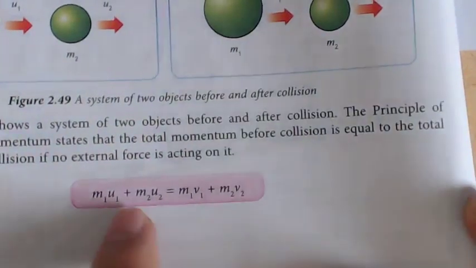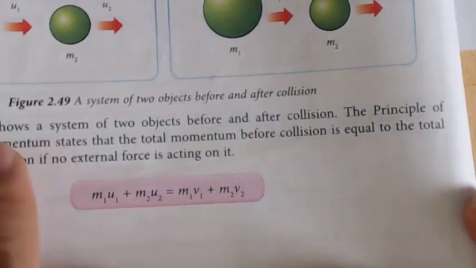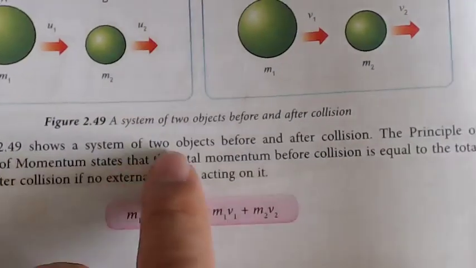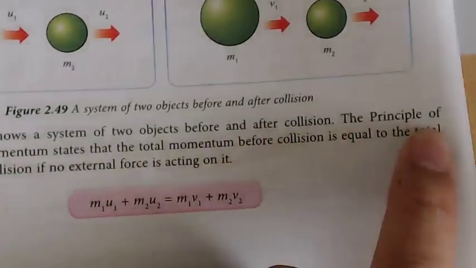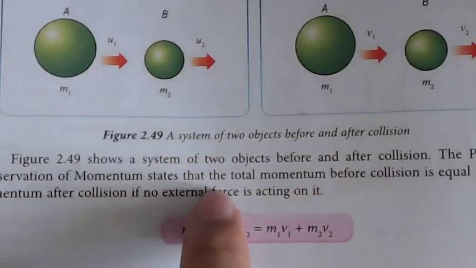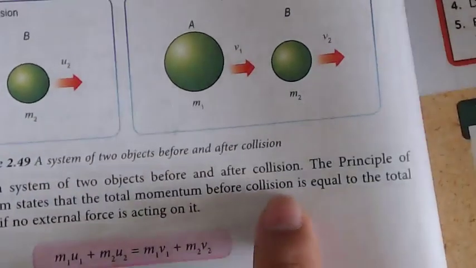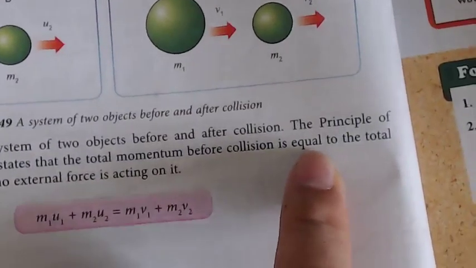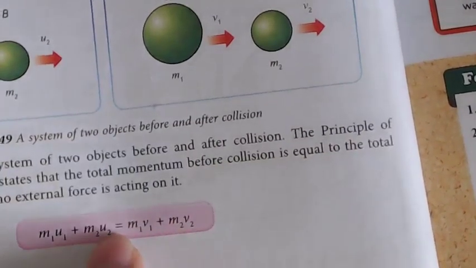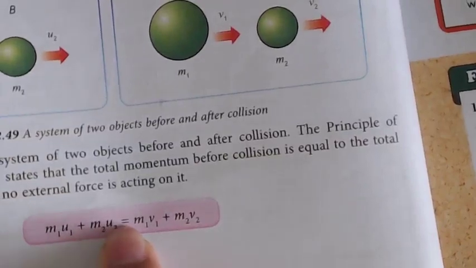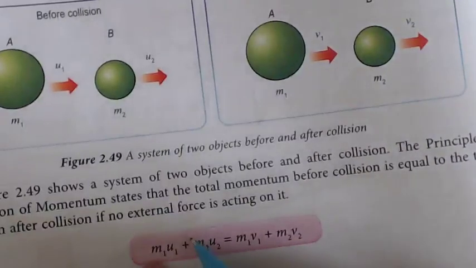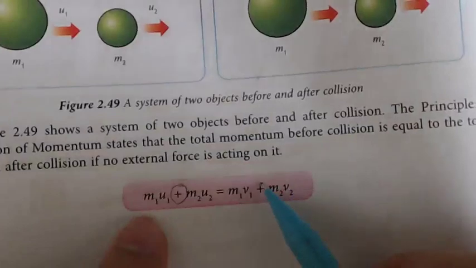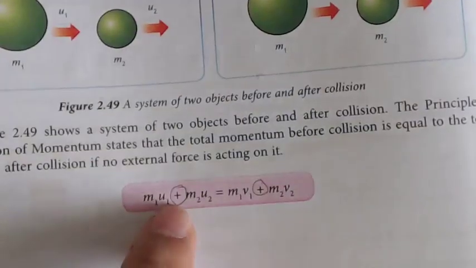So as you can see at the back here, it is figure 2 point blah blah blah, which shows a system of two objects before and after collision. The principle of conservation of momentum states that the total momentum before collision is equal to the total. Total here means we have plus here, plus. Okay, total, we add both.